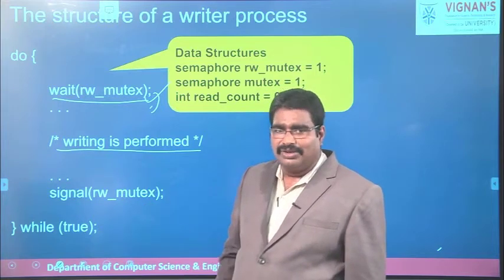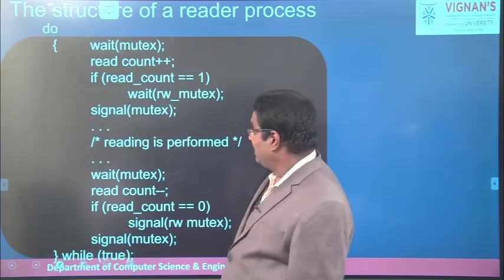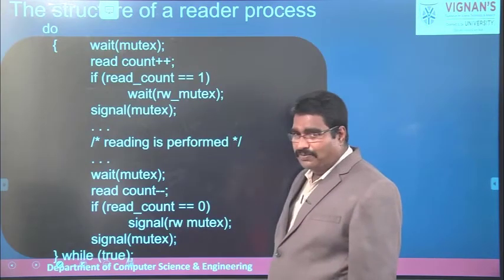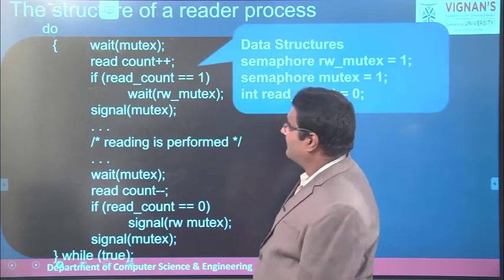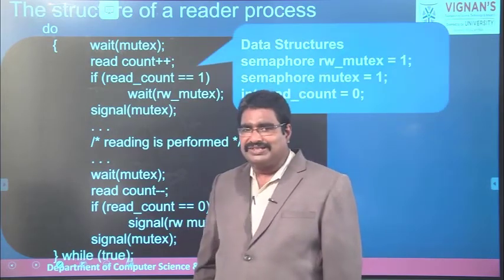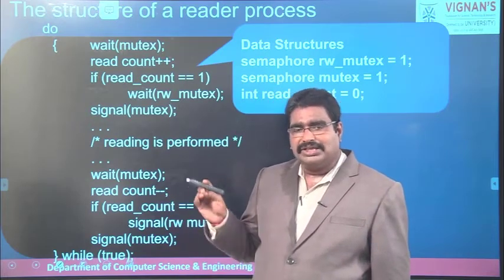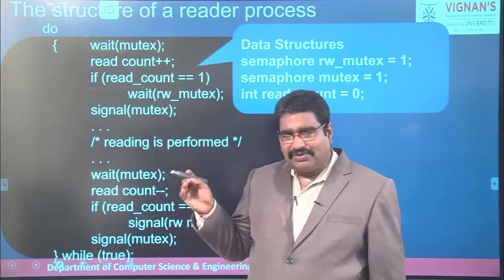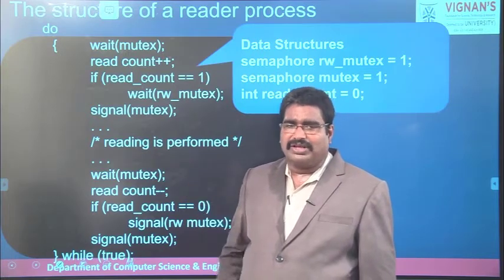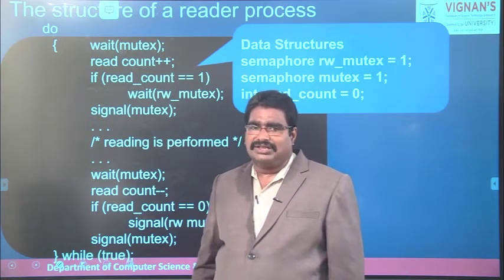Now we try to understand the structure of the reader process. In the reader process, whenever we need to perform the read operation, we need to increase the read count, and read count is a global variable. Initially its value is 0. Whenever the reader process wants to perform the read operation, read count is increased by 1.